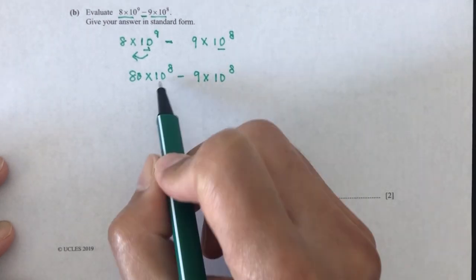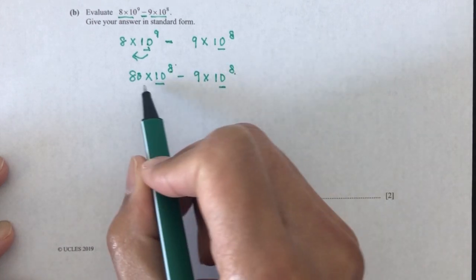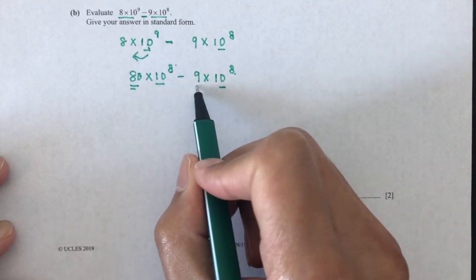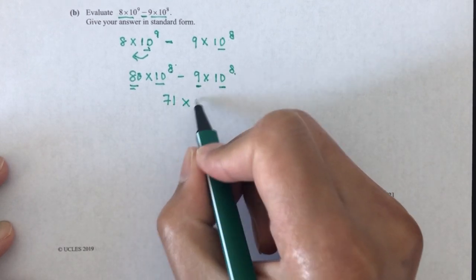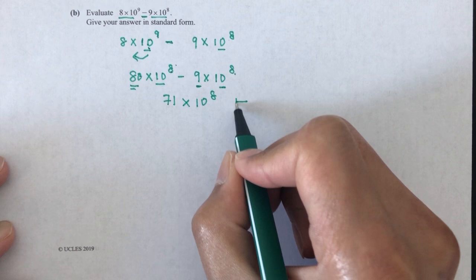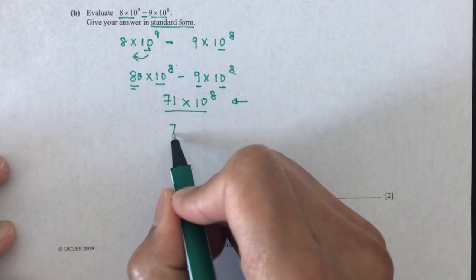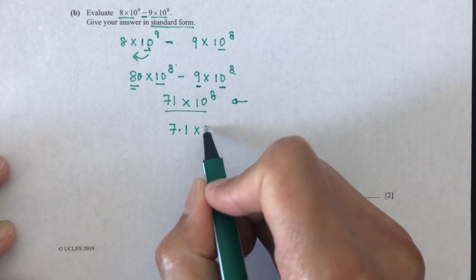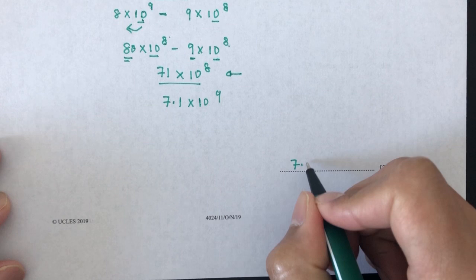So now if it is the same, we can minus. As you can see, it's 8 and 8. So now we can do 80 minus 9 will be 71 times 10 power of 8. So this is your answer, but it needs to be in standard form. So it will be 7.1 times 10 power 9. So that is your final answer for question part B.